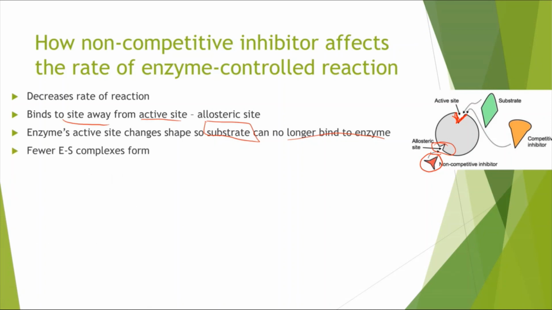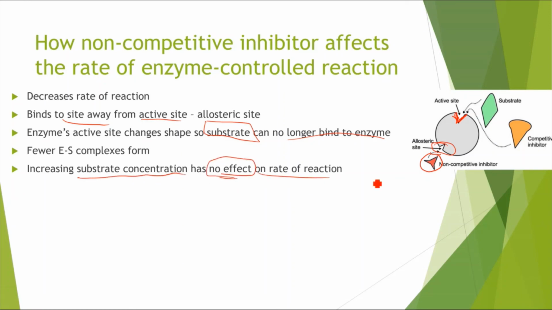So again, there will be fewer enzyme substrate complexes being formed, and in this example, increasing the substrate concentration has no effects on the rate of reaction. Now this is because this is affecting the enzyme, so the enzyme would not be able to form any substrates this time. So again, therefore there will be no effect on the rate of reaction if you increase the substrate concentration. And in this example, the maximum amount of product will not be reached like it was reached with competitive inhibitors.